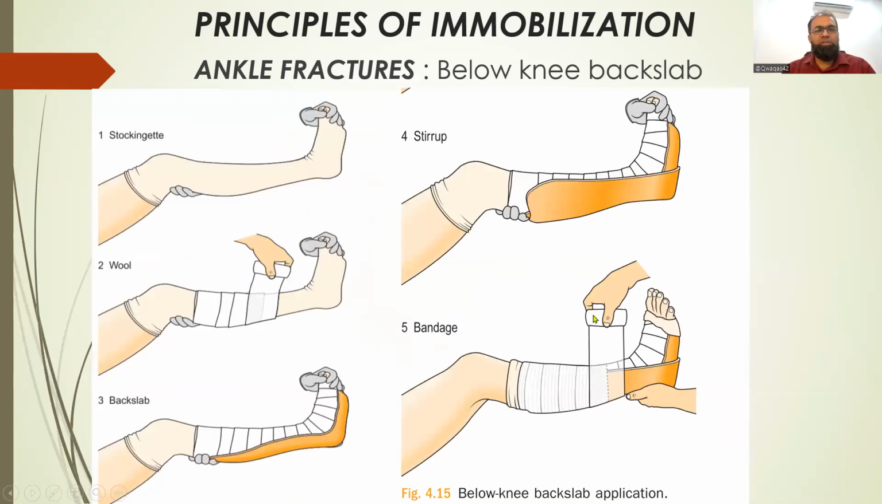And this is a slide showing how to apply a back slab. So you apply a stockinette and you apply the wool with 50% overlap. Then you apply the slab and apply the crepe bandage. You can see 50% overlap.